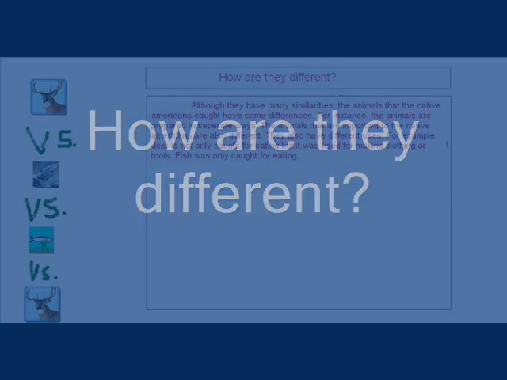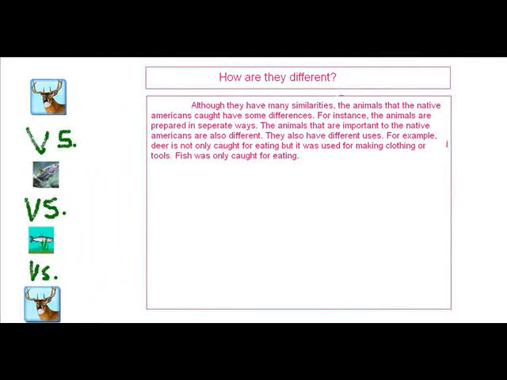How are they different? Although they have many similarities, the animals that the Native Americans caught have some differences. For instance, the animals are prepared in separate ways. The animals that are important to the Native Americans are also different. They also have different uses. For example, deer is not only caught for eating, but it was used for making clothing or tools. Fish was only caught for eating.